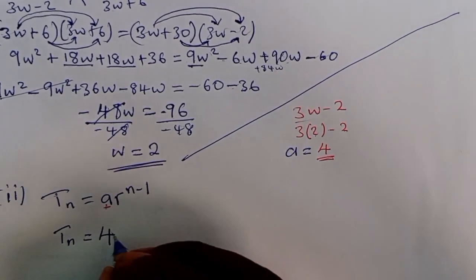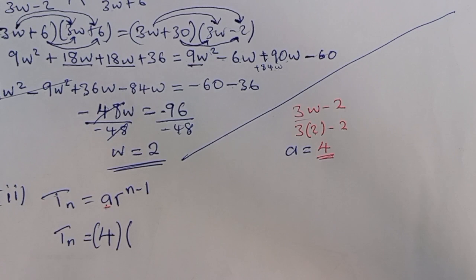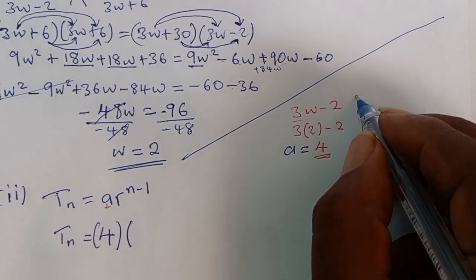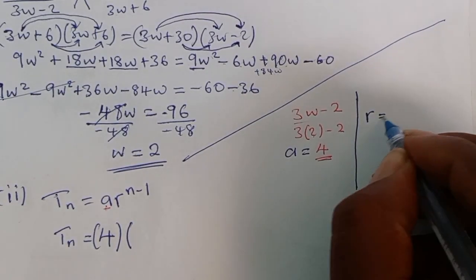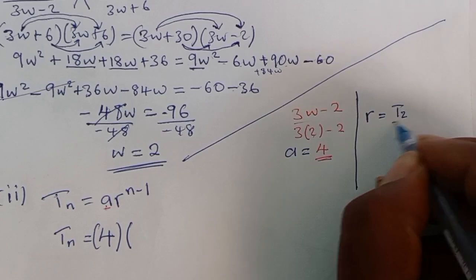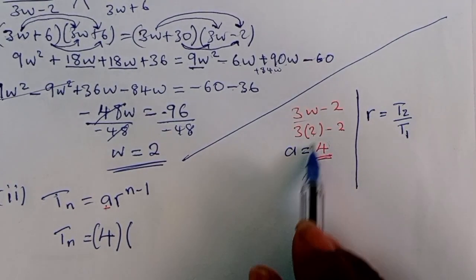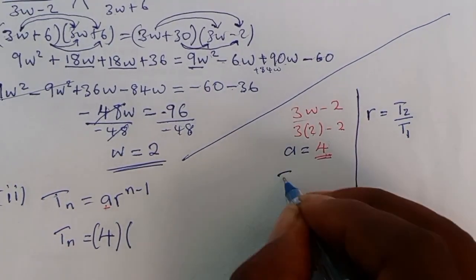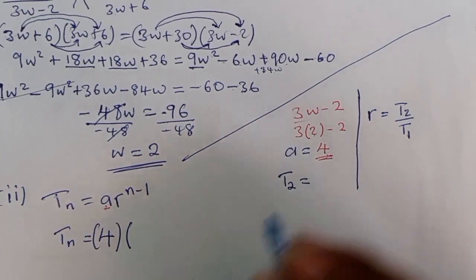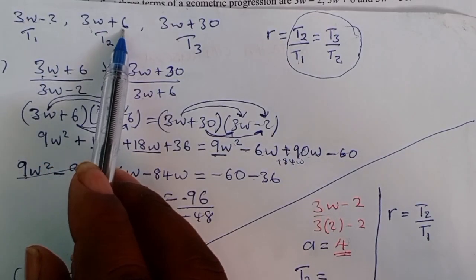So 4 times r, it is simply the common ratio. Remember that common ratio is equal to second term divided by the first term. We have the value for the first term, which is 4. Let's look at the second term. Second term is 3w plus 6.